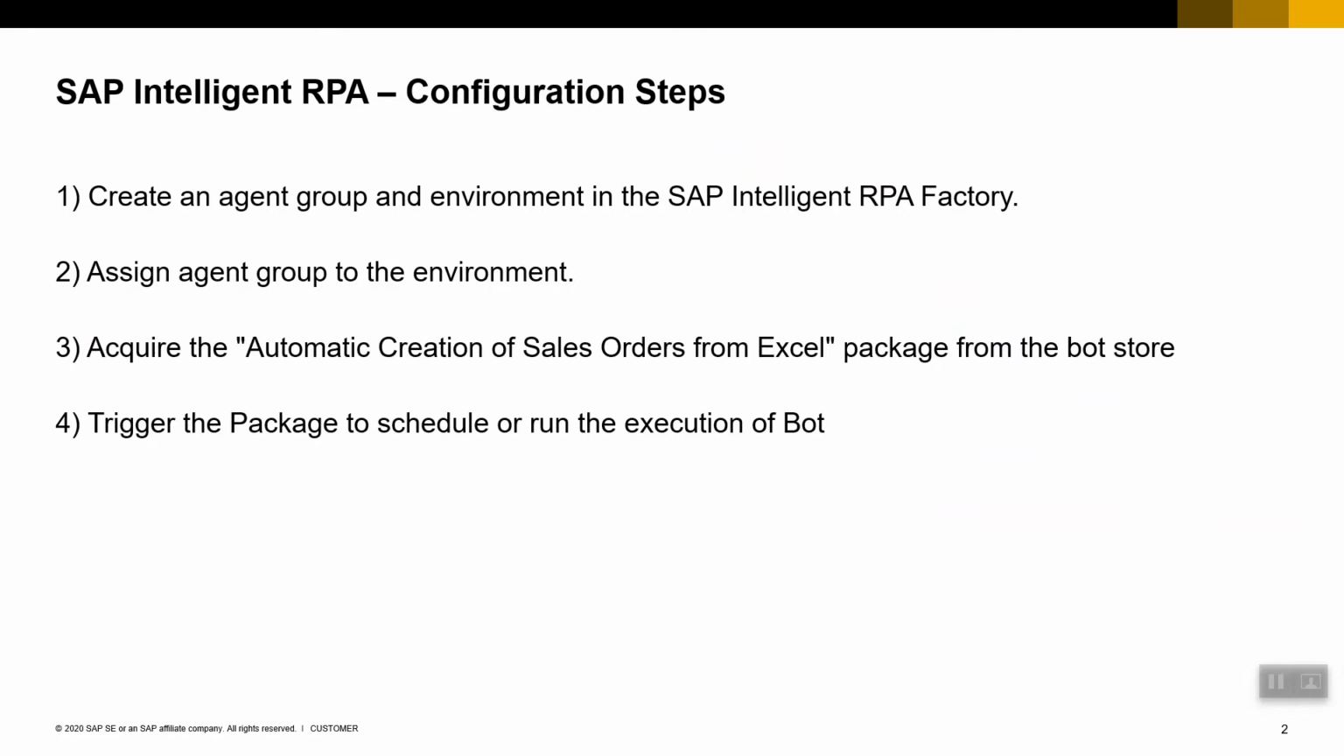Before we get to the execution part, we will briefly cover the following configurations. First, create an agent group and environment in the Intelligent RPA Factory. Assign agent group to the environment. Acquire the automatic creation of sales order from Excel package from the bot store. And the last one is to trigger the package to schedule or run the execution of bot.